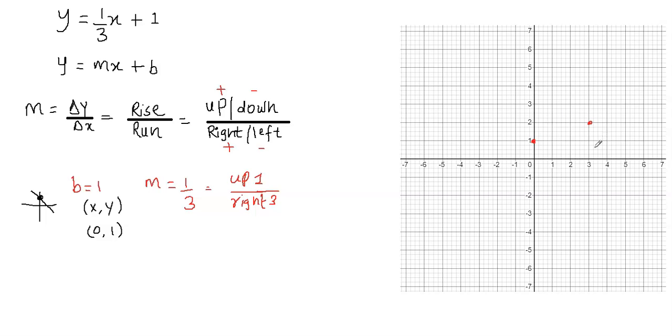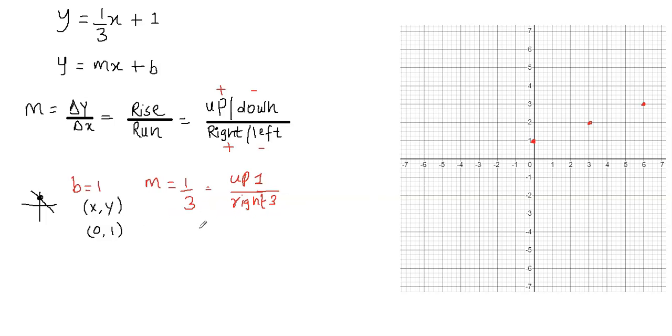And we can keep repeating this process to plot a few more points on the graph. Again, I'm going to go up 1 to the right 3, 1, 2, 3, and I got another point. Now, I can also move in the opposite direction. So I can also go down 1 to the left 3, but my slope is positive. Both my numerator and denominator are positive. How can I move in the negative direction? How can I go down 1 to the left 3?